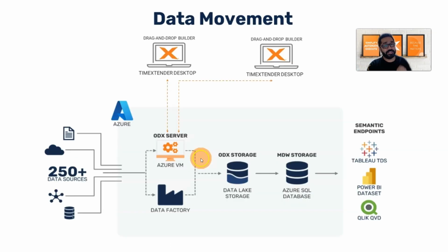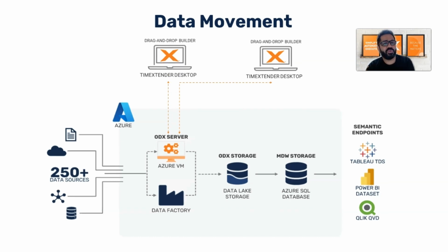Let's quickly see how the data movement is happening in TimeXtender. It can be triggered in two ways. One, from the TimeXtender desktop app by the developers or the users. Another way of triggering a data movement is by scheduling the tasks or jobs which you want to run at a particular time or interval. Even when the data transfer is initiated from the TimeXtender desktop by users, the data is never transferred through the local machines.